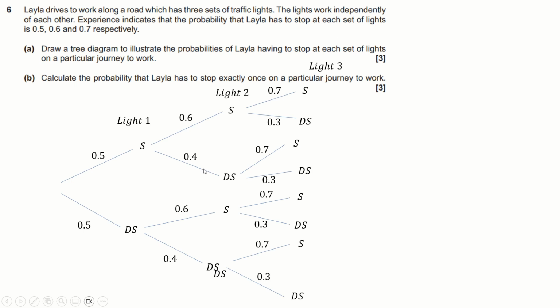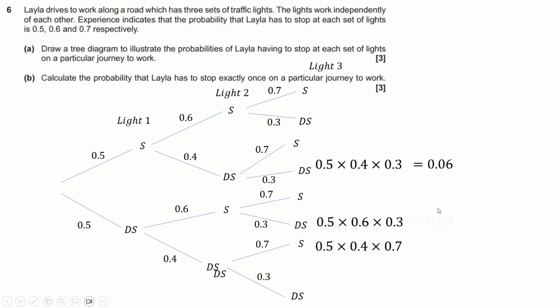That's either stop, don't stop, don't stop, or it's don't stop, stop, don't stop, or it's don't stop, don't stop, stop, I think. I don't know why that's there twice. Oh well. This is that, this is that, this is that. You can add them all up. You get this as your answer.